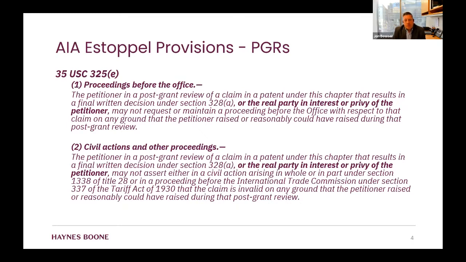So the risk of estoppel in a PGR is much greater because there are more grounds that a petitioner could raise. So practically speaking, if a petitioner receives a final written decision in a PGR, but the petitioner did not challenge the claims as being ineligible under 101, the petitioner may not then challenge the claims under 101 in a later proceeding, whether that's before the board, before the district court, or before the ITC, because the petitioner could have challenged the claims under 101 in a PGR. So the scope is much broader.